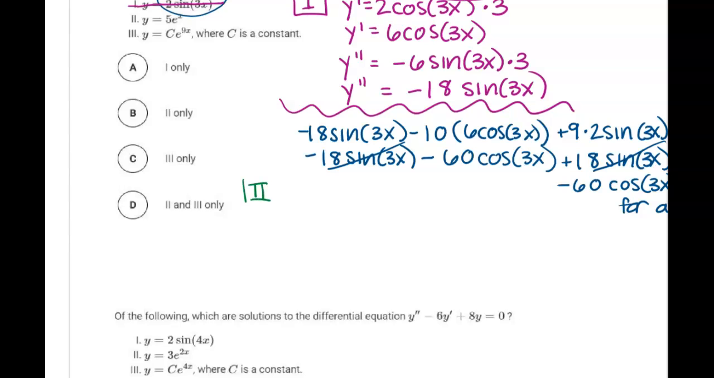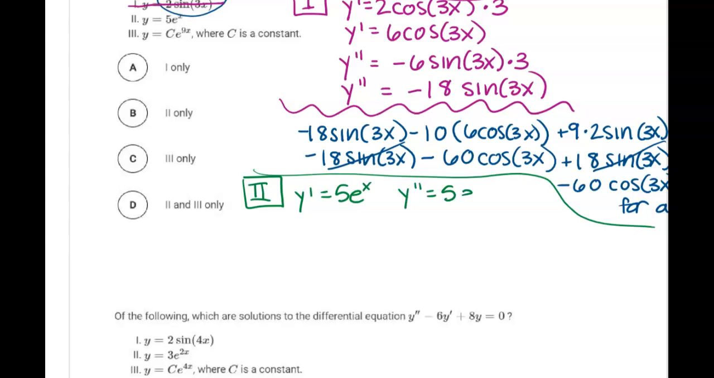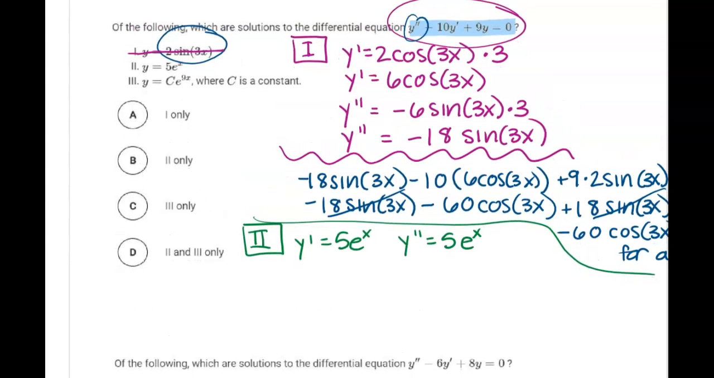So 2, we have our y value, which was 5e to the x. So y prime, this one's nice. Y prime is 5e to the x. Well, so is y double prime, right? The derivative of e to the x is itself. So then we'll see if it works in our differential equation. So y double prime, so 5e to the x minus 10 times y prime, which is 5e to the x, plus 9 times y. Y is also 5e to the x. Does this equal 0? Well, this is 5e to the x minus 50e to the x plus 45e to the x, so that's true. So that one was quick.